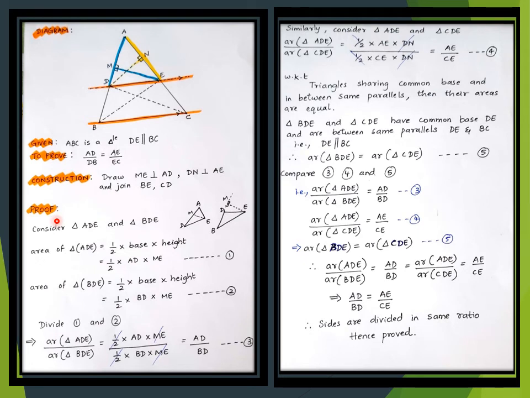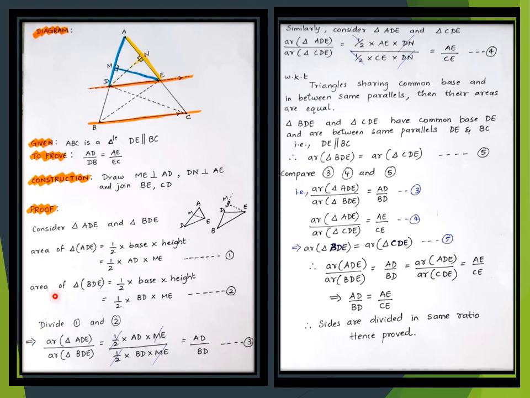First part of the proof, we shall consider a pair of triangles. That is, triangle ADE and triangle BDE. Now apply the area formula for these two triangles separately. What is the area of triangle? I had told you all in the beginning of the session, isn't it? Half into base into height.